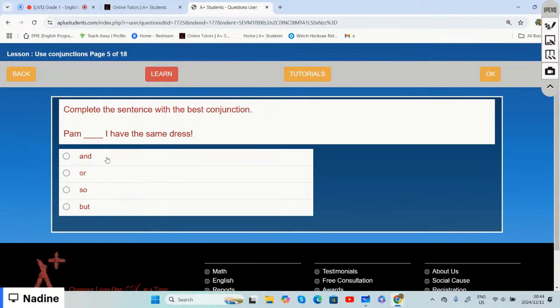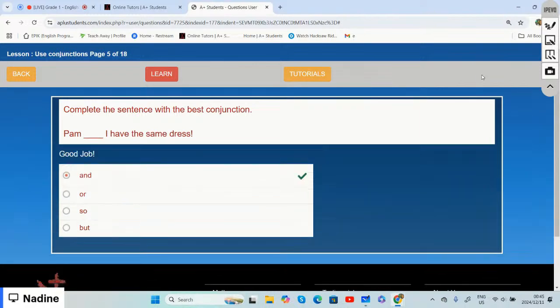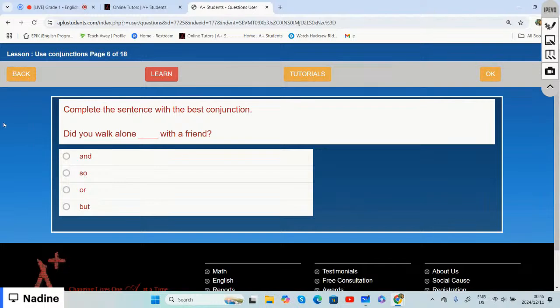All right, so we say Pam and I have the same dresses. You see, even here, together. Because remember, if they have the same dresses, then it means that it is "and". It's Pam and Jane, Pam and someone that have the same dresses. So we will say "and", because it goes together. Yes, well done.